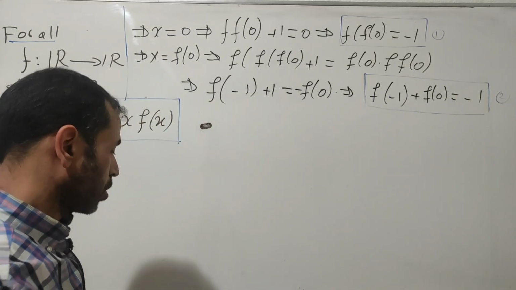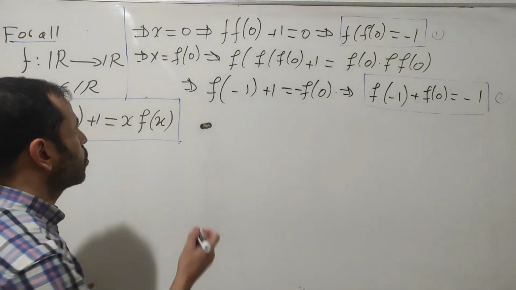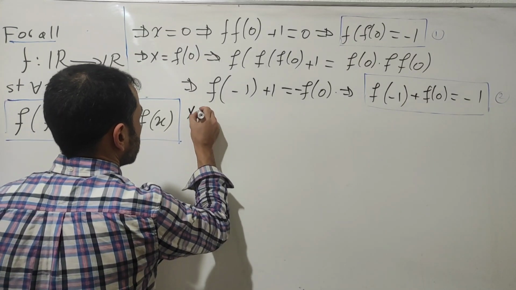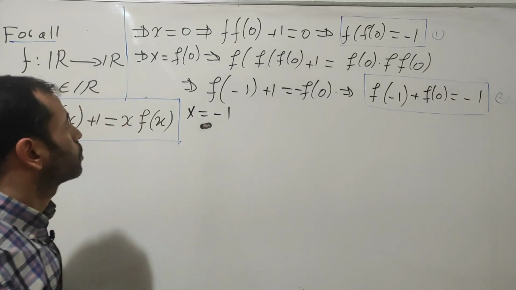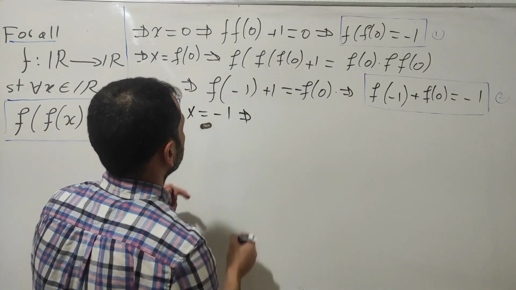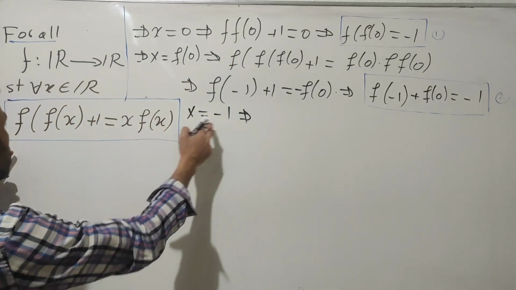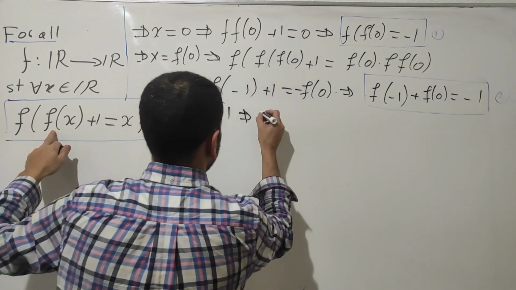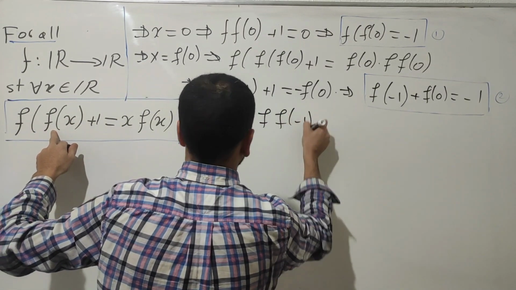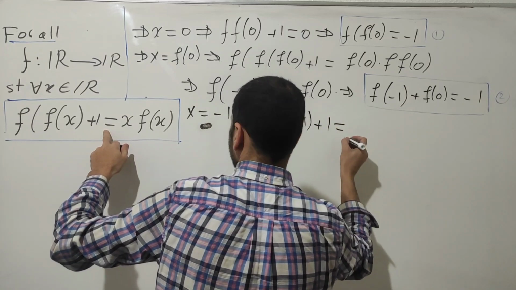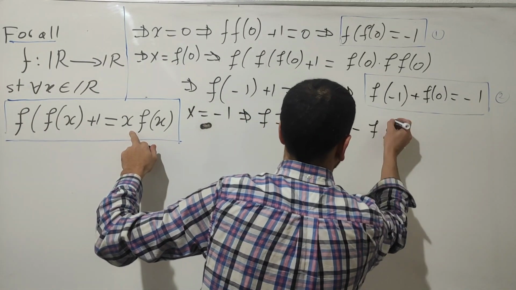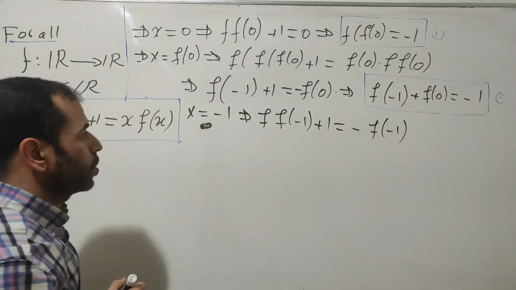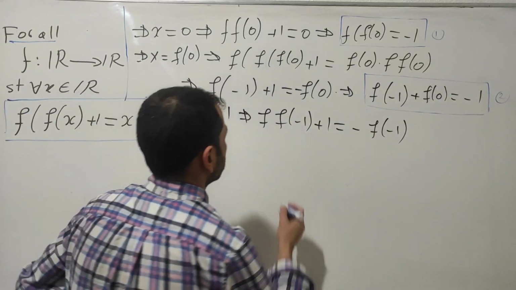Let's build another equation. At this time we are going to replace x with minus 1, doing the same thing that I have done before. So I get f of (minus 1 plus 1) equals minus f of minus 1. It's more simple. This is equation number 3.